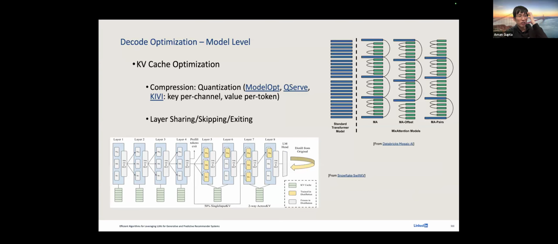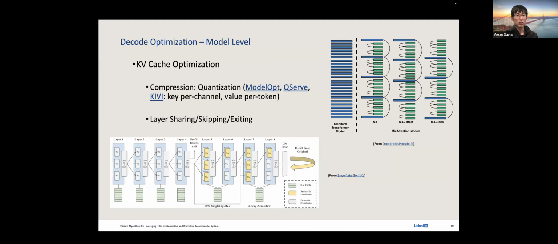So another major bottleneck during decoding comes from the KV cache itself. As we generate longer and longer sequences, the KV cache grows proportionally, which consumes a lot of memory and more bandwidth, and also more lookup time during the decoding phase. So naturally, there has been a lot of research focused on optimizing the KV cache usage from both the system side and the model side. Here we focus on the model-level KV cache optimizations.